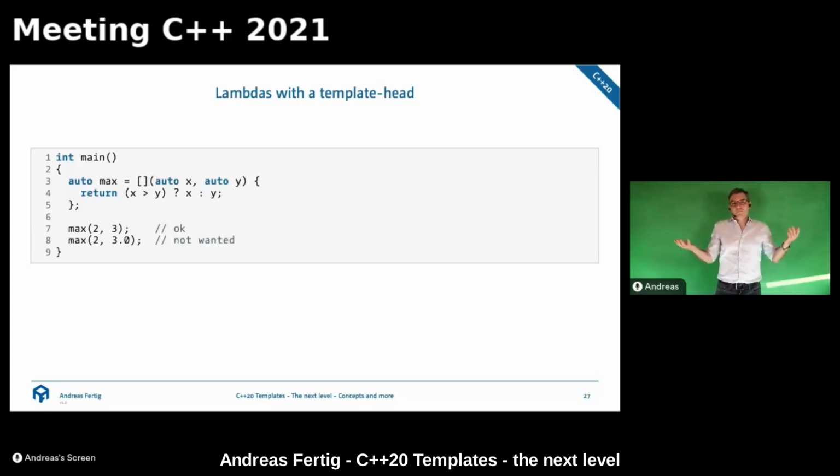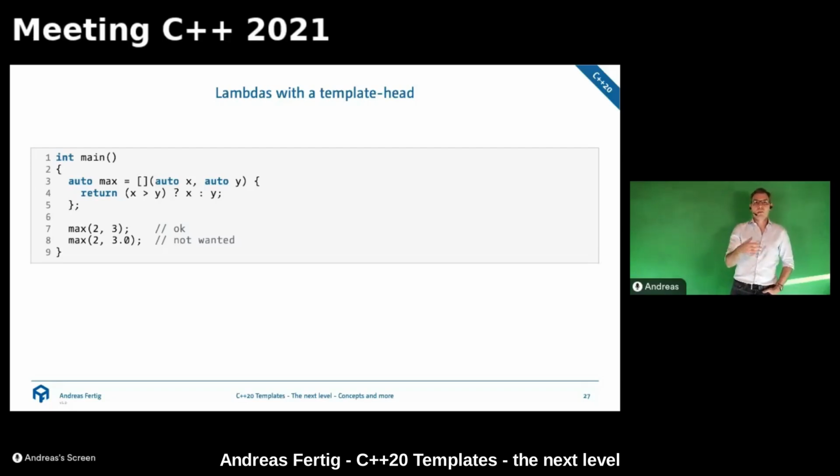And of course, lambdas, who can miss lambdas in a talk? So they're in mine as well. Why? Because lambdas and templates come together. Here I have an example. It uses C++14's generic lambdas.